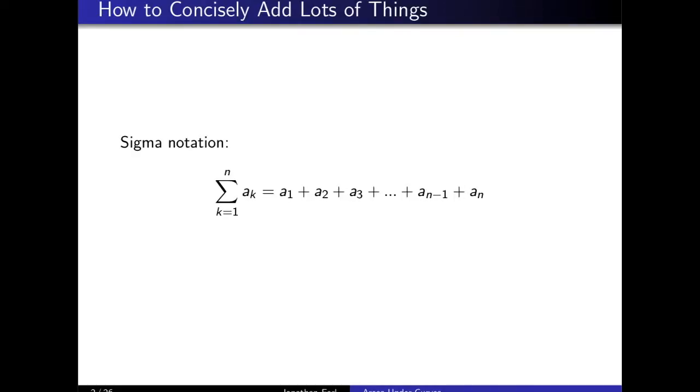And that works great so long as you're adding up the same thing. But then we might say, well, what if we're adding up kind of related things? And that's where this sigma notation comes in. So the sigma notation just means that we're going to take a sum from k equals 1 to n of each of these a_k's. So we'll just add up a1 plus a2 plus a3, and so on up to an.